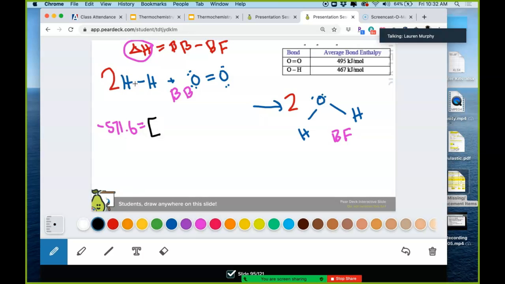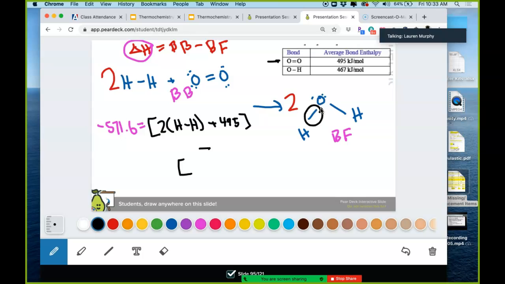Now, I don't know the HH bond. That's what I'm trying to find. So you could rewrite it as X or whatever, but I'm just going to draw it as an HH, okay? I don't know it. Your job is to find this guy. Plus an oxygen double bond, which is given right here, 495. Bonds broken minus bonds formed.